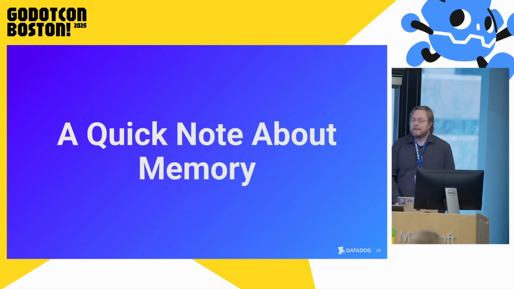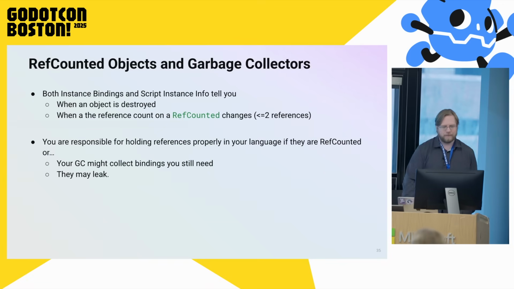So, quick note about memory when you're working with a script language in Godot. Ref counted objects and garbage collectors don't like each other. Really don't. Both instance binding and script instances will tell you when an object is destroyed. So when a node's destroyed, you get a callback that says, hey, I freed this object. You need to do something about that.